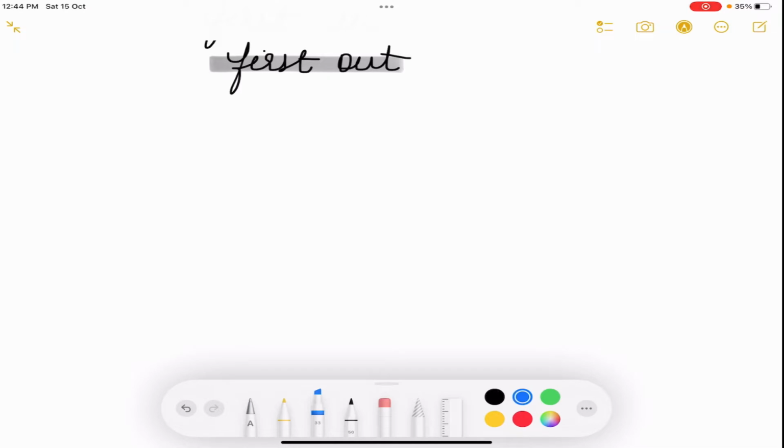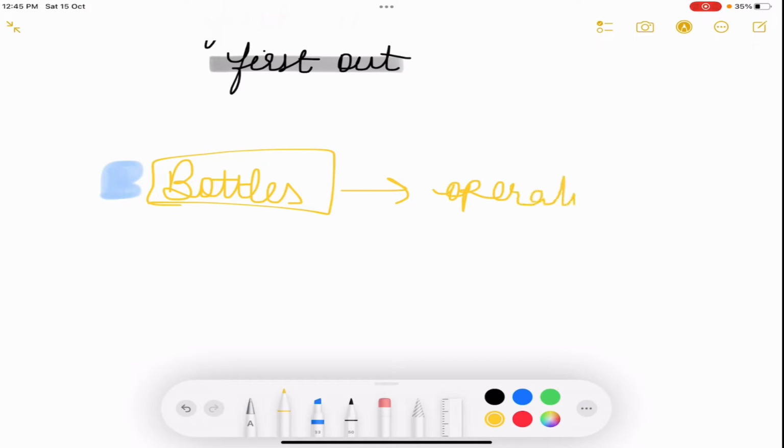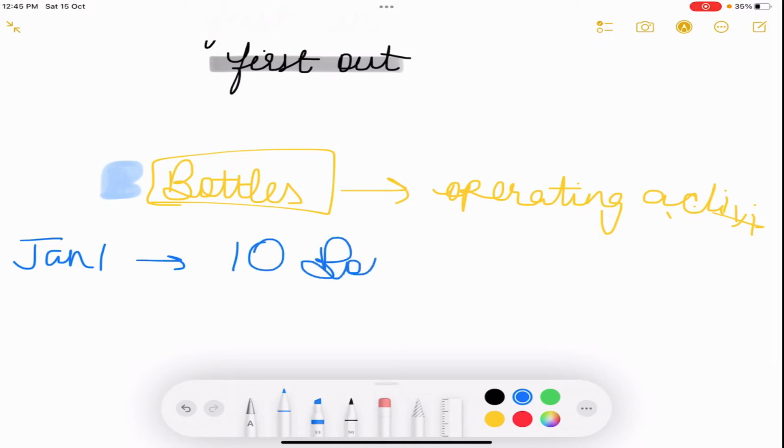If I have a business of selling, let's say, bottles. I have a business of selling bottles. Now, this is my operating activity. So this is what my business does. Now, let us assume that on January 1st, I purchased the stock, I purchased inventory of bottles. I purchased 10 bottles. So this is my stock. This is what I will be using for reselling because my business deals in bottles. On Jan 8th, I purchased 10 more bottles.